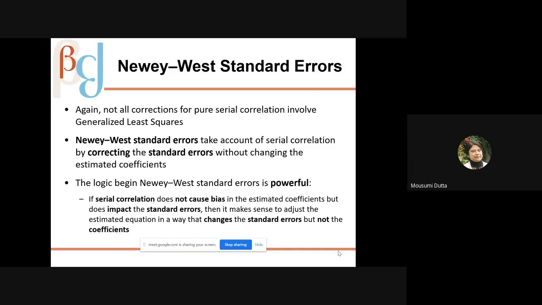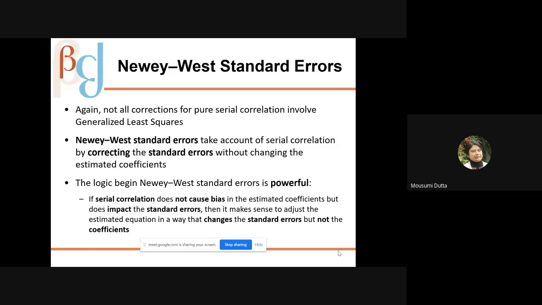There are several methods of calculating rho. If you consider any text, you will find a number of methods. I am presenting Cochrane-Orcutt and the Newey-West standard errors. Durbin's method is also not bad. You will get Durbin's method in many of the textbooks. So if you like, you can check Durbin's method.